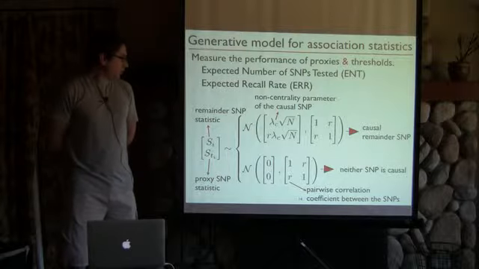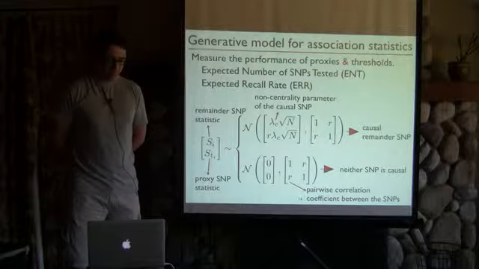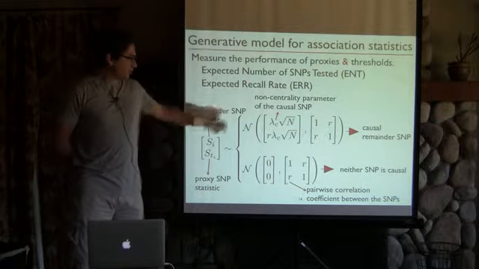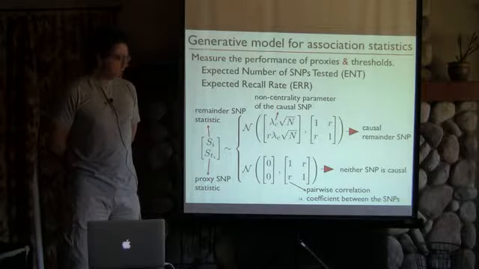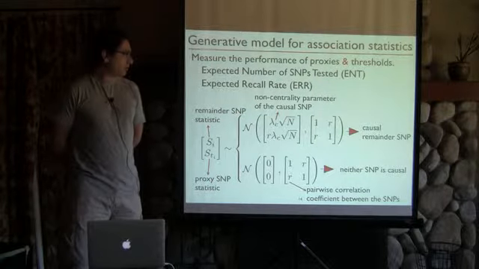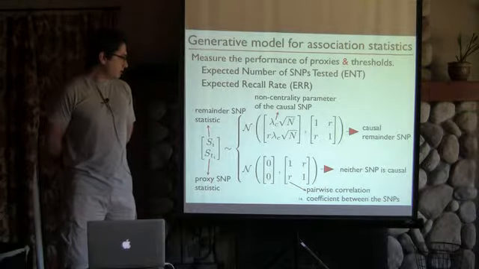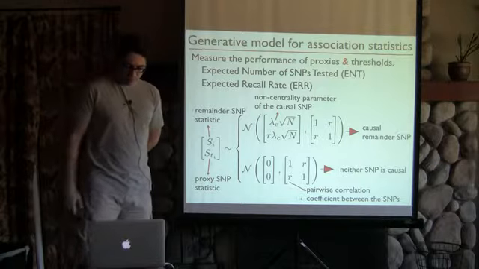The model we use is the joint distribution of the association statistics of a remainder SNP and its proxy SNP statistic, and we model these distributions under two cases. In the first case the remainder SNP is causal, where it has a non-centrality parameter, and then we can derive the non-centrality parameter of the proxy SNP using indirect association. The important part is that we can express the covariance between these two statistics, which turns out to be the pairwise correlation coefficient between these two SNPs. And similarly, we can express the joint distribution in the null case, where neither of the SNPs is causal, where the distribution is going to have a mean at 0.